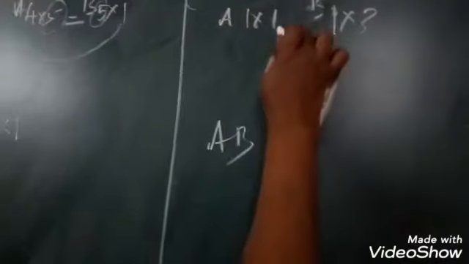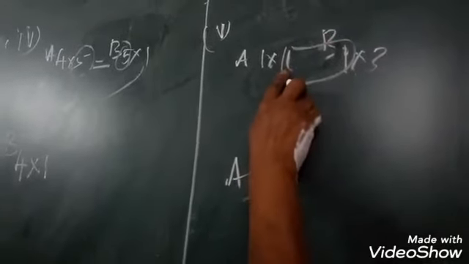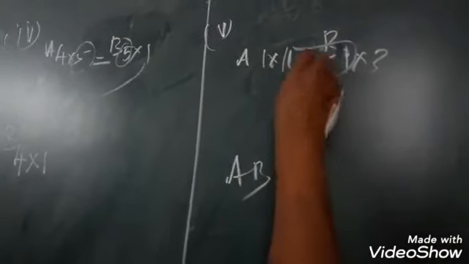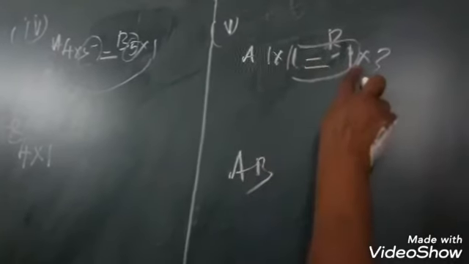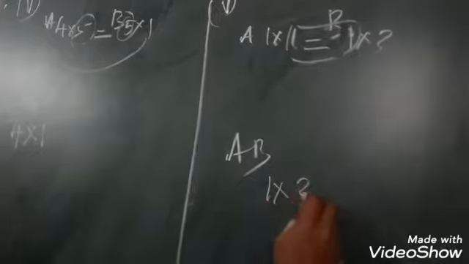See the fifth one, girls. Here A is 1 cross 1, B is 1 cross 3. Both should be equal, here the column, here the rows. So the multiplication of the matrix is 1 cross 3. Have you all understood these sums?